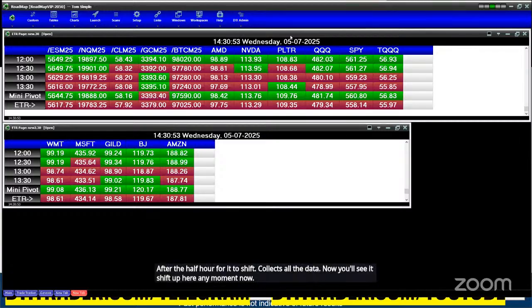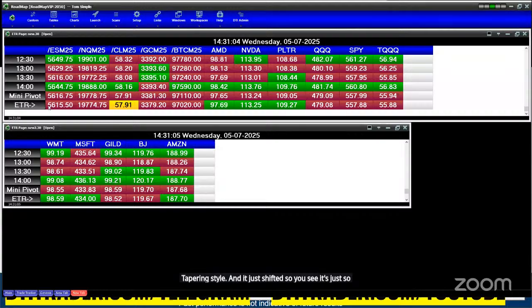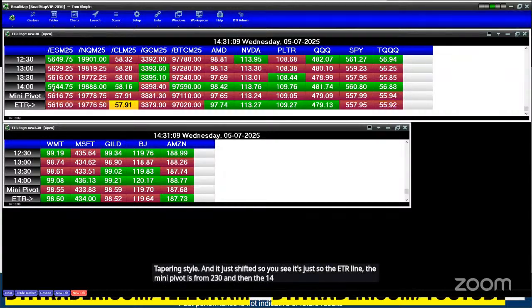But it's 30-minute opening prices, tape reading style. And it just shifted, so you see it's the ETR line, the mini pivot is from 2:30, and then the 1400 is the next one up above that. 13:30, and then every 30 minutes after that.